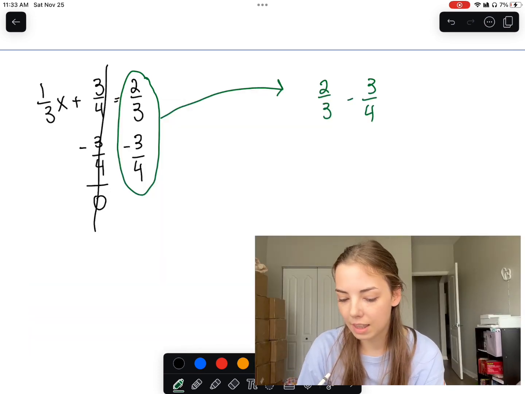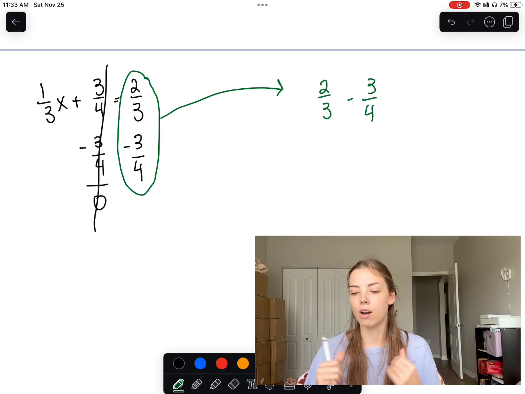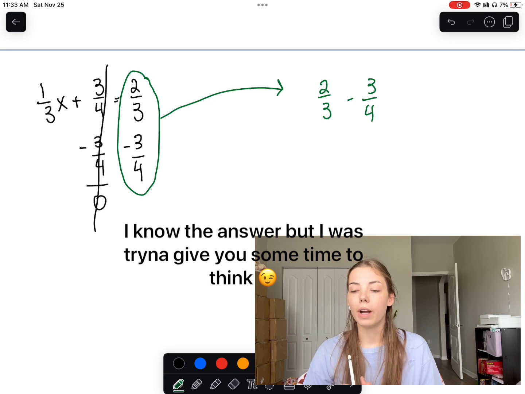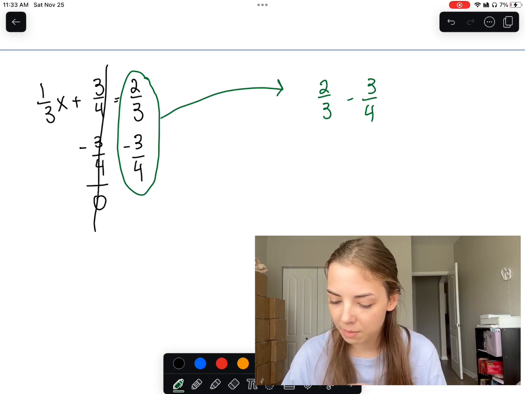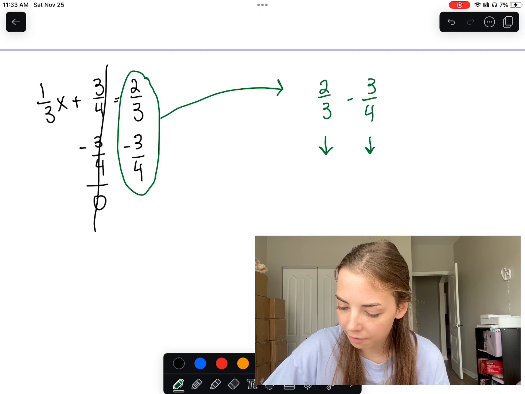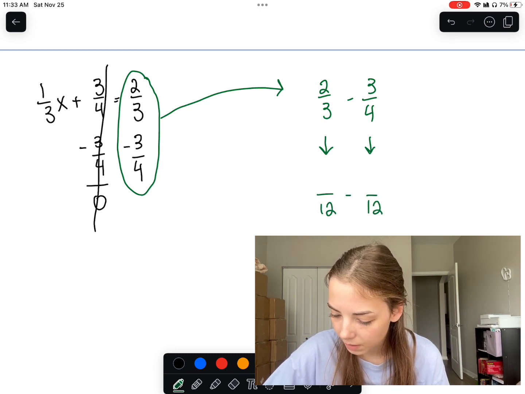So in this case, we have to think of what is the smallest number that 3 and 4 have in common. Well, I'm pretty sure it's going to be 12. So 3 can go into 12, 4 can go into 12, and that's the smallest that we can go. So we have to make these have a 12 on the bottom. So it's going to look like that.